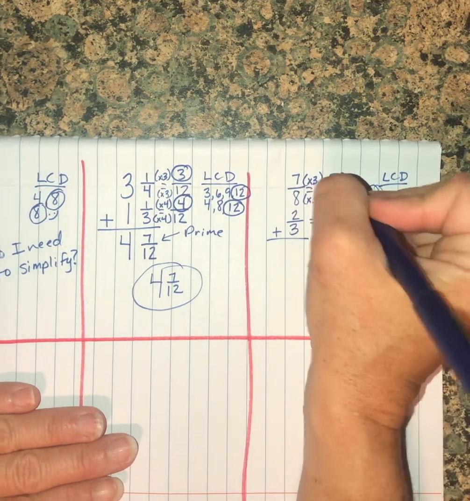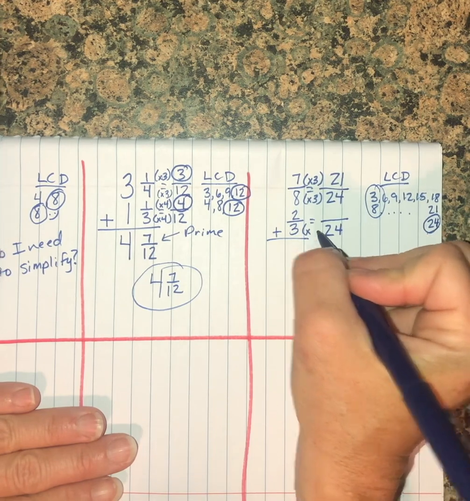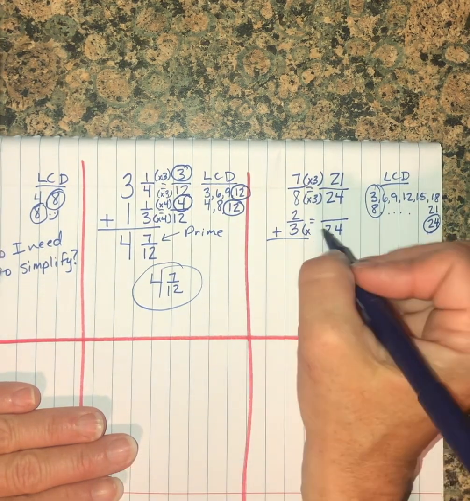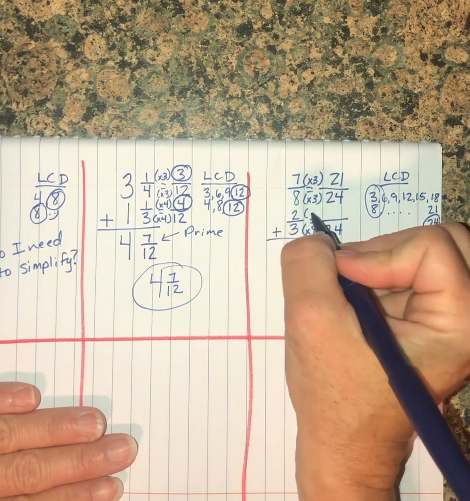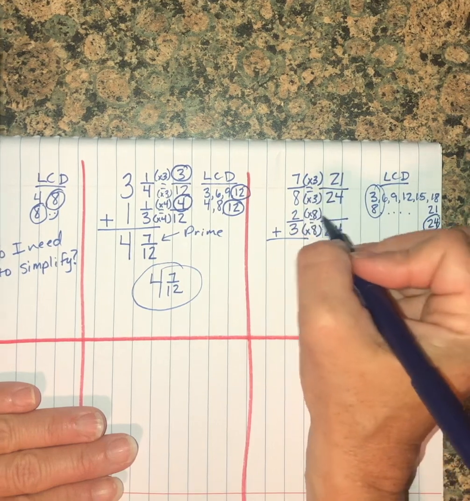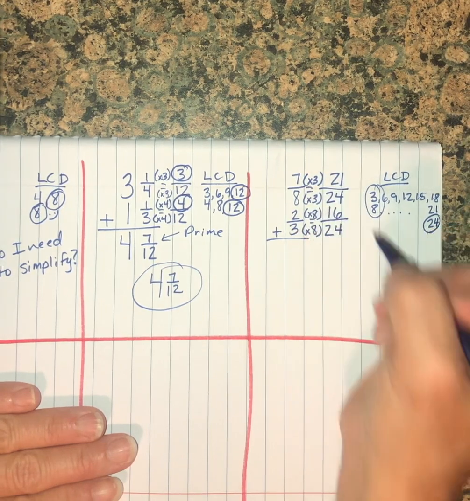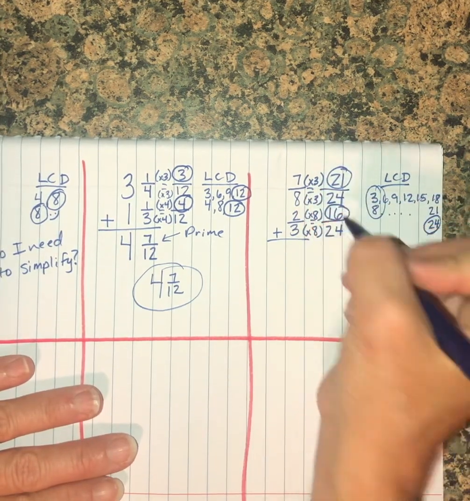7 times 3 is 21. Be careful not to put times 3 right here. I see a lot of kids put that down there. 3 times 3 is 9. That's got to be 3 times 8 here and times 8 here. Don't mix those up. So now I'm going to get some big numbers, but it's okay. I told you it was going to be a wacky one.